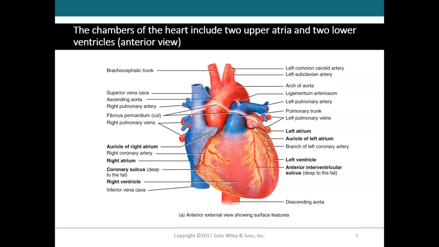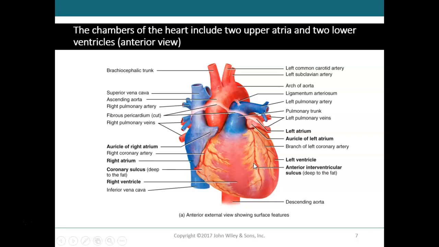So the deep coronary sulcus encircles most of the heart and marks the external boundary between the superior atria, remember these are your atria, and the inferior ventricles. So the coronary sulcus is going to have the blood vessels and fatty tissue lying in the grooves that separate the upper chambers from the lower chambers. The anterior interventricular sulcus, think about what it means. Anterior, on the front; interventricular, between the ventricles.